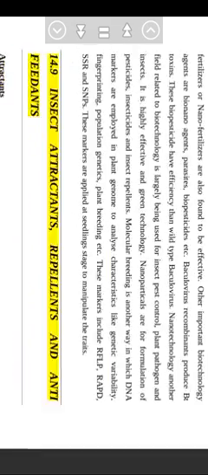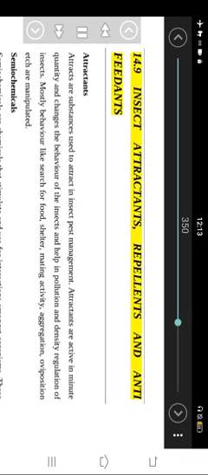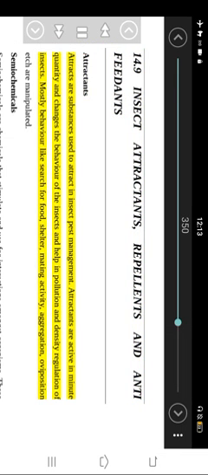14.9 Insect attractants, repellents and antifeedants. Attractants. Attractants are substances used to attract insects in pest management. Attractants are active in minute quantity and change the behavior of the insects and help in pollination and density regulation of insects. Mostly behaviors like search for food, shelter, mating activity, aggregation, oviposition, etc. are manipulated.